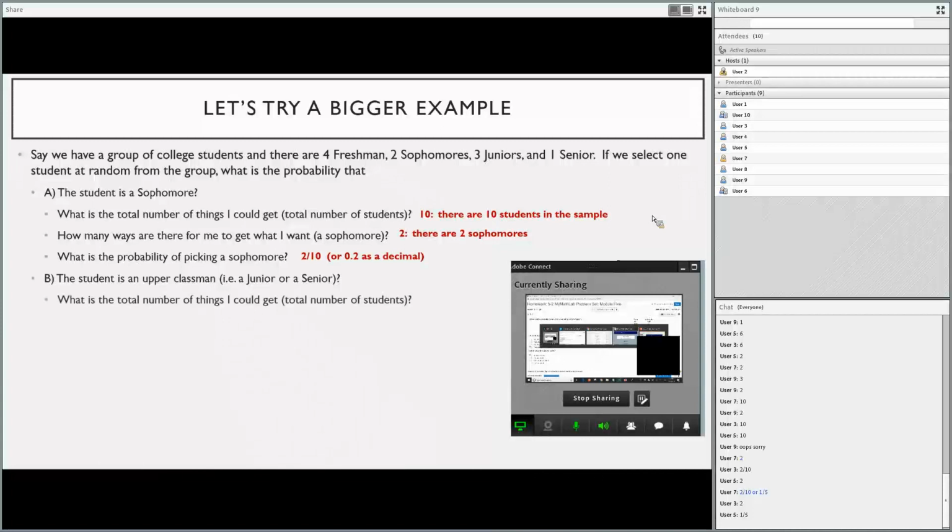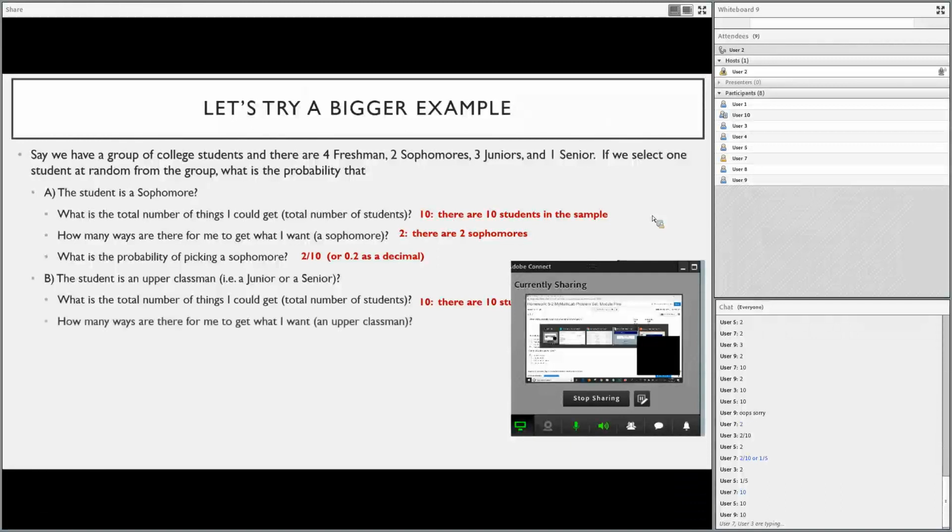Let's try another one. So let's say now we want to get the probability that the student is an upperclassman. So I ask myself, what are the total number of things I could get? It's still 10, right? Nothing changed. 10 students. Okay, how many ways are there for me to get what I want? I wanted an upperclassman. Remember, an upperclassman means a junior or a senior.